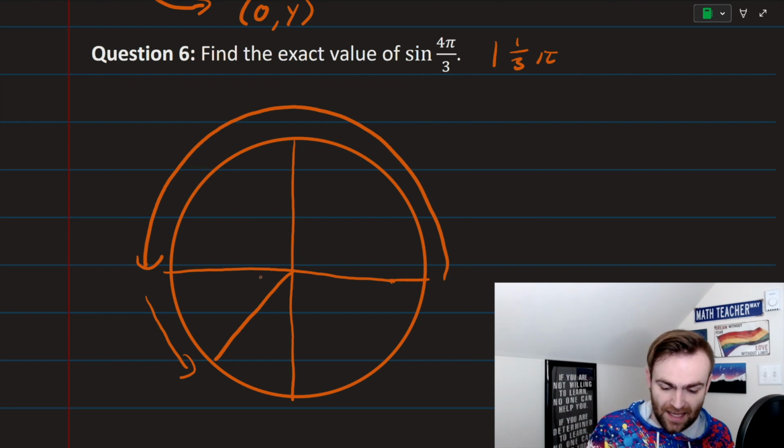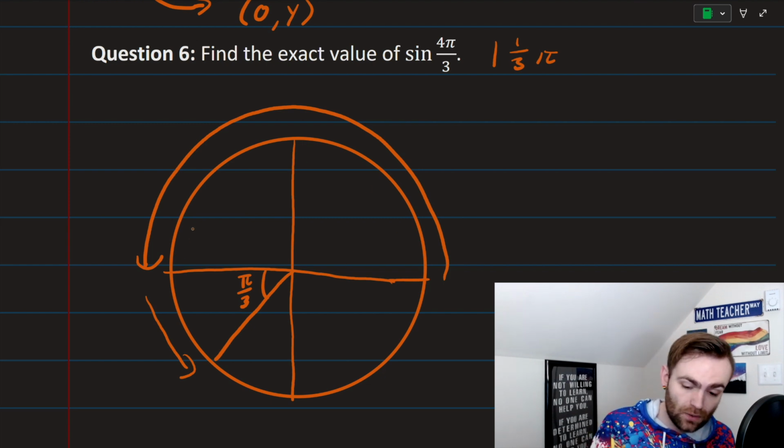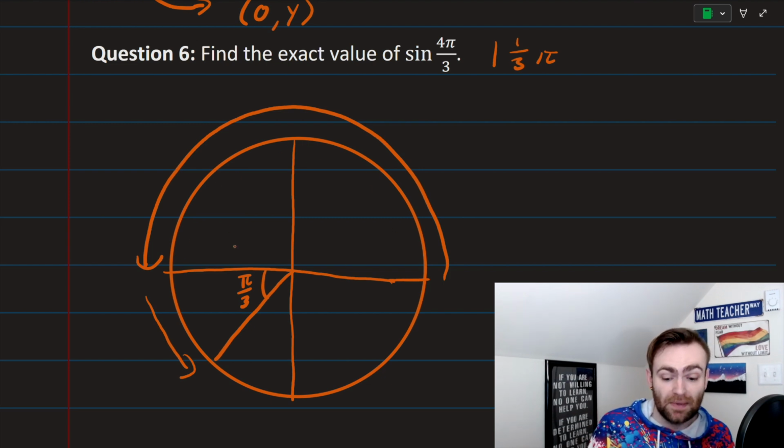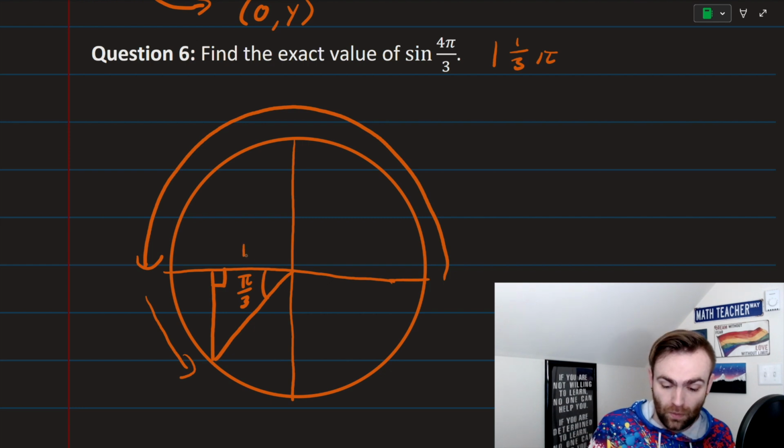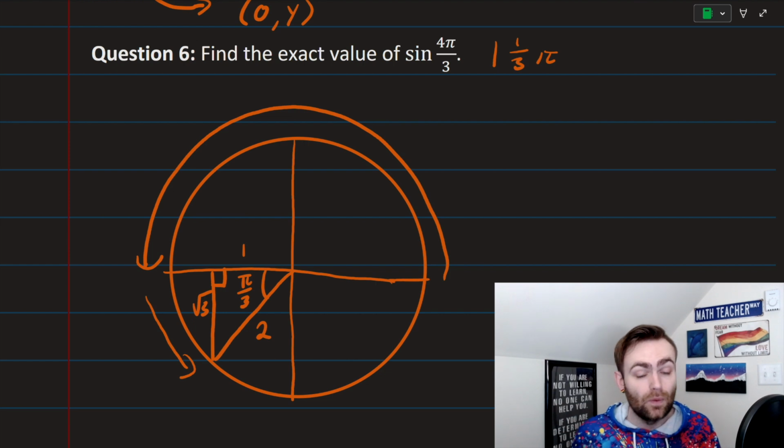Now let's make this larger. So this angle here is actually pi over 3. It is 1/3 of pi. This whole half circle here was pi. So if we make a triangle based off of this, we can actually use our special right triangles for pi over 3, which means that this angle is 60 degrees and follows a pattern of 1, 2, square root of 3.